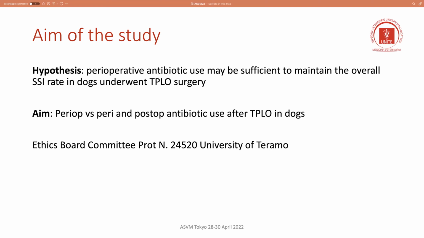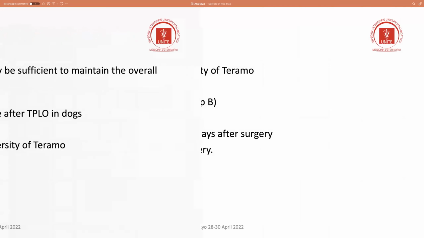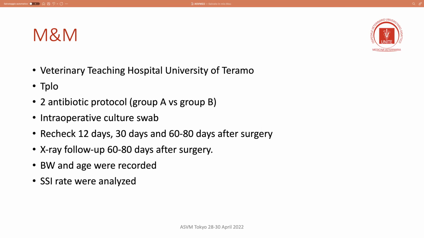So the aim of the study was exactly to compare perioperative versus perioperative and postoperative antibiotic use in dogs that underwent TPLO surgery. The present study was accepted by the Ethical Board Committee of the University of Teramo. Inclusion criteria were dogs that underwent TPLO surgery at the veterinary teaching hospital of the University of Teramo. Dogs were randomly divided into two antibiotic protocols, Group A and Group B.